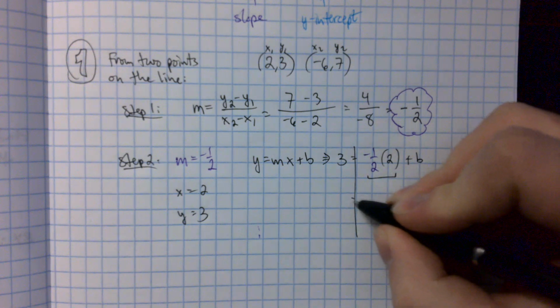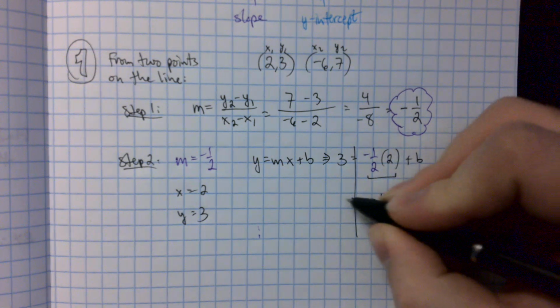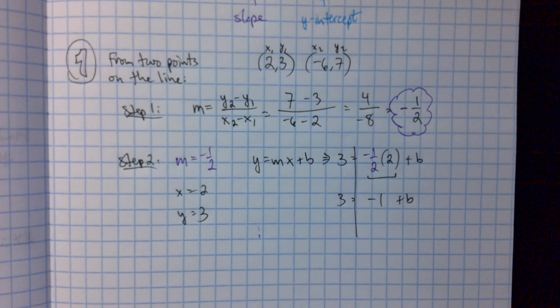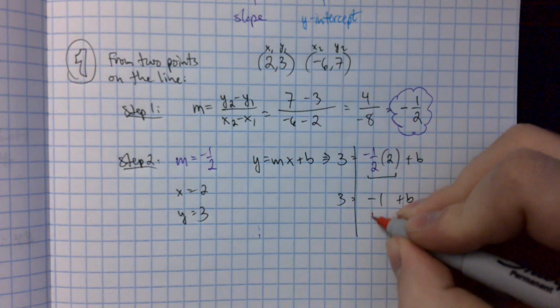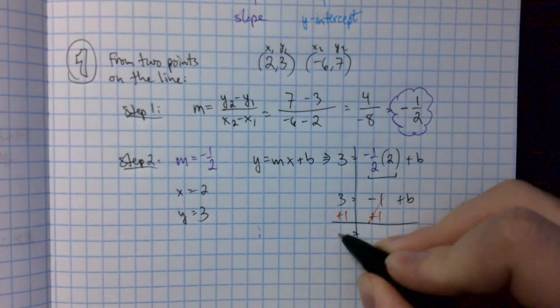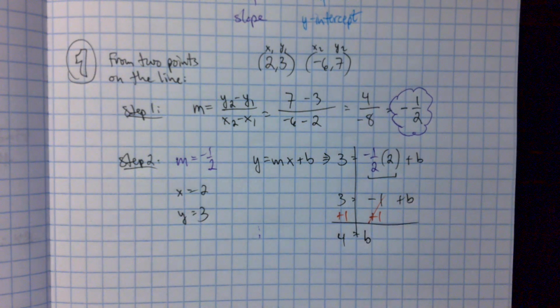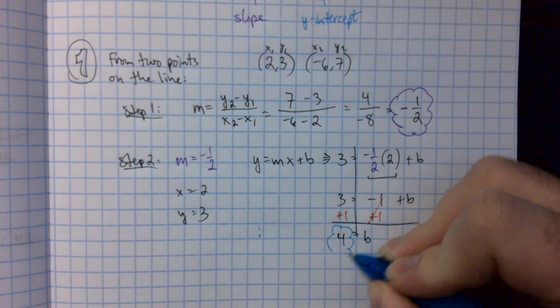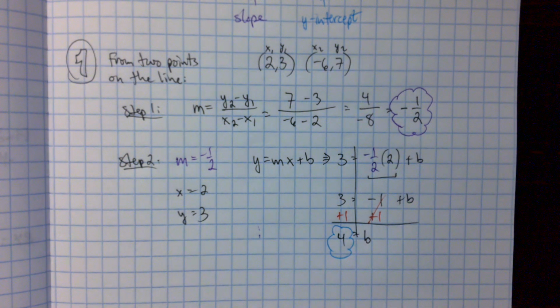Obviously, we're going to multiply first. -1/2 of 2 is -1. And then if I want to get b all by itself, I've got to do the opposite of -1, which is +1 on both sides. That'll cancel my 1's over there and leave me with b is equal to 4. So there's my y-intercept now.